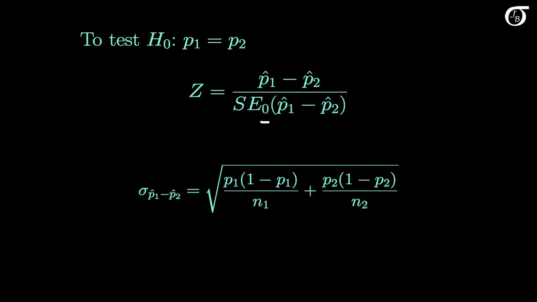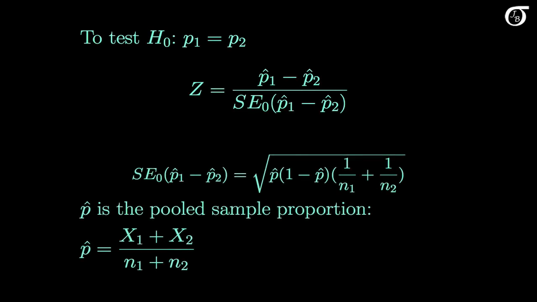Recall that in hypothesis testing, we construct a test statistic that has a known distribution, assuming the null hypothesis is true. Here, the null hypothesis is that the population proportions are equal, and if this null hypothesis is in fact true, then the sample proportions P1 hat and P2 hat estimate the same quantity, the common population proportion. So we pool the two sample proportions together.